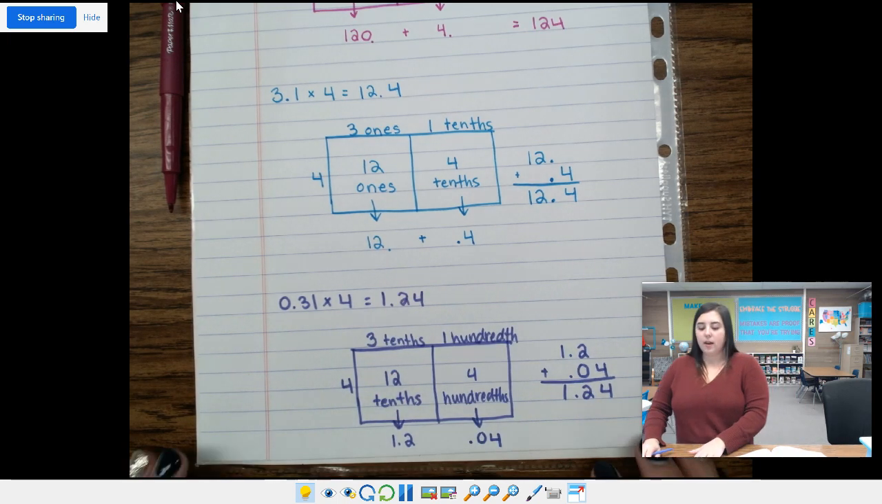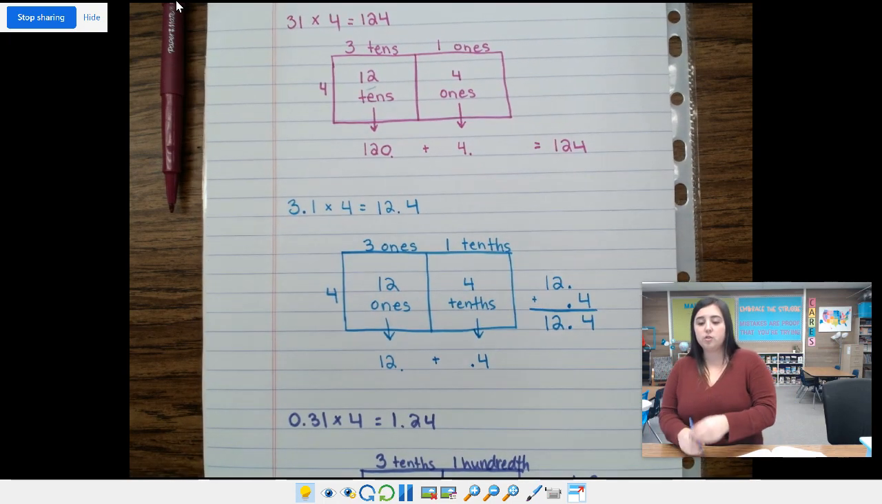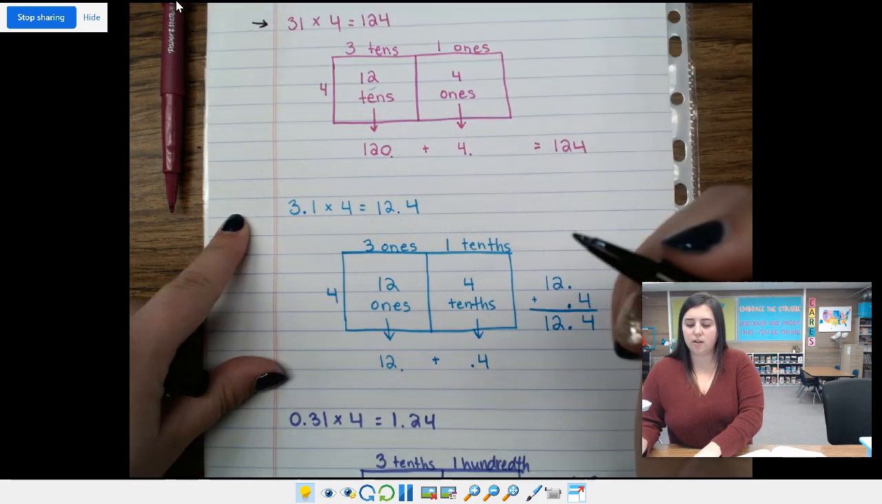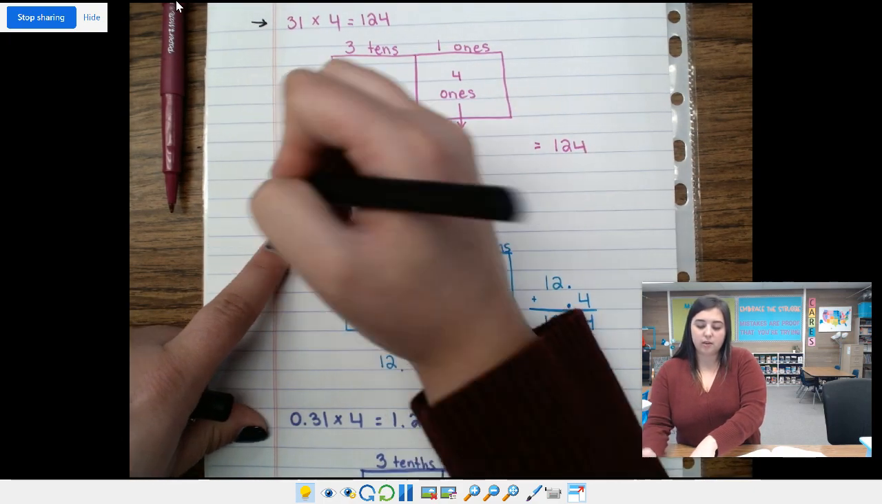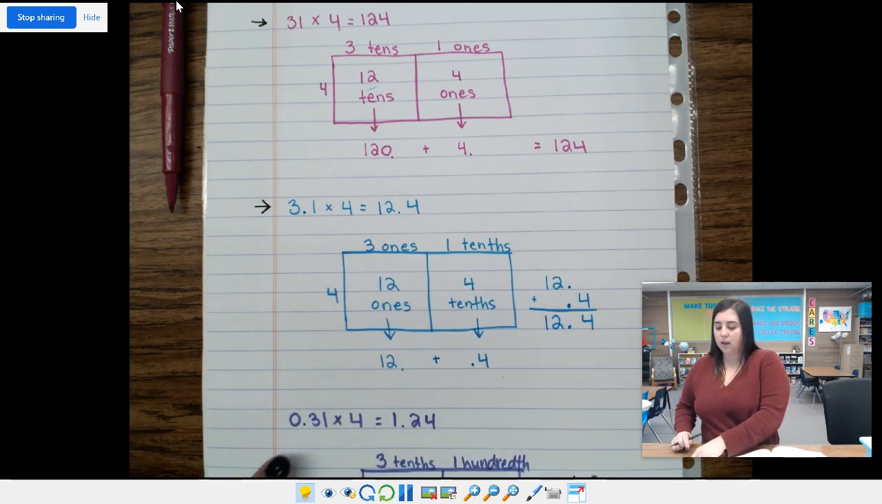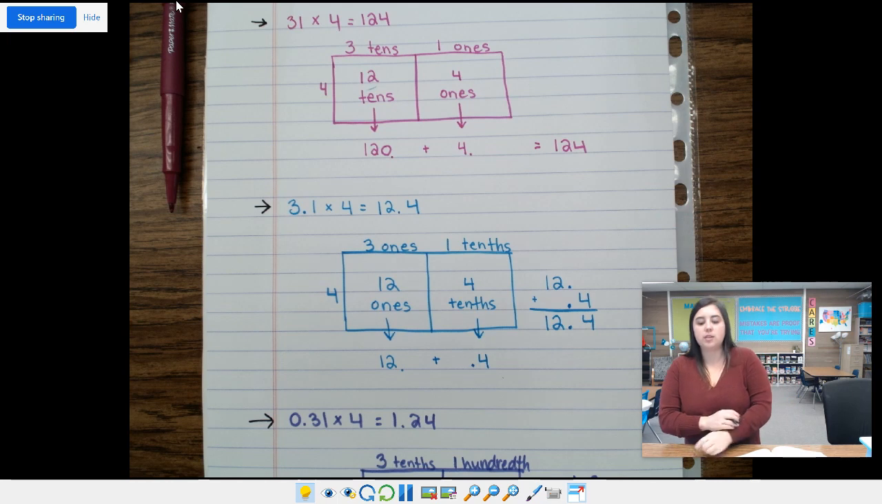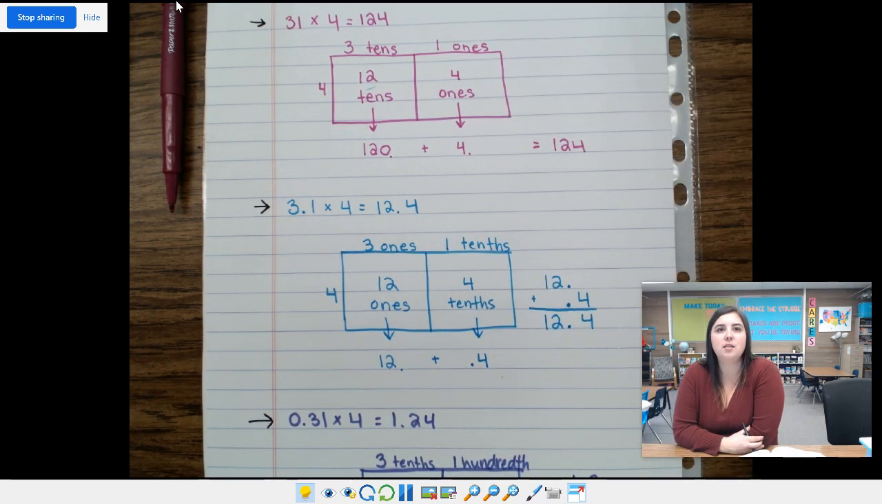All right. At this point, I want you to make sure that you have the 3 equations written down. So we have 31 times 4 is 124. 3.1 times 4 is 12.4. And 0.31 times 4 is 1.24. Take a look at those equations. What do you see is the same about our answers?